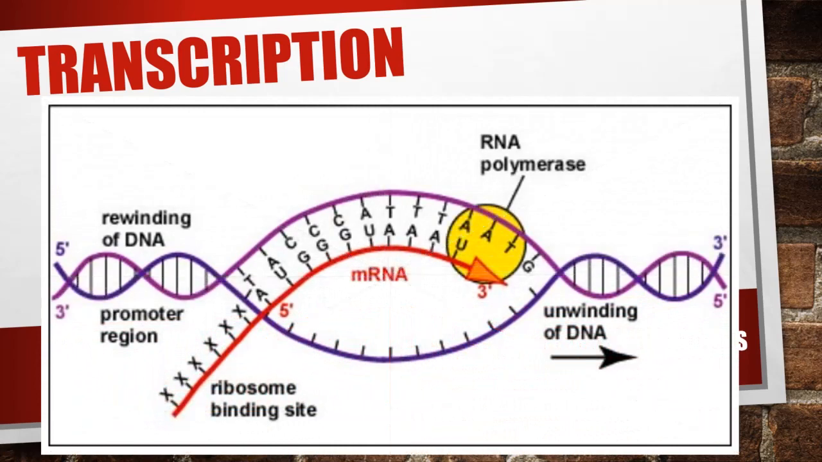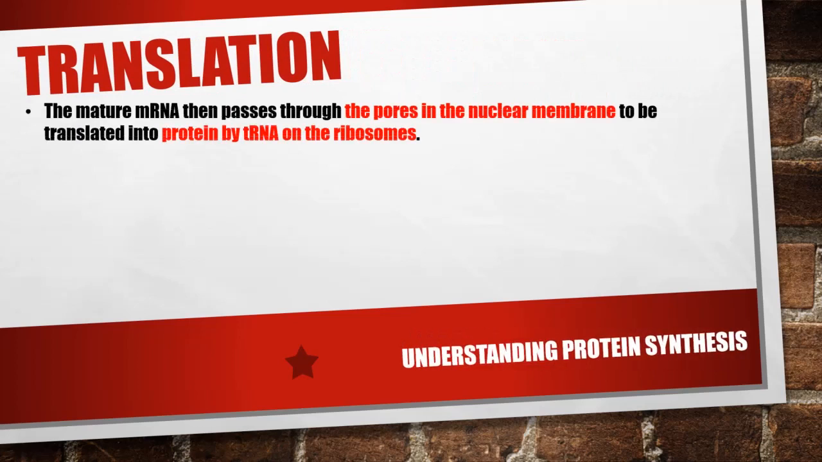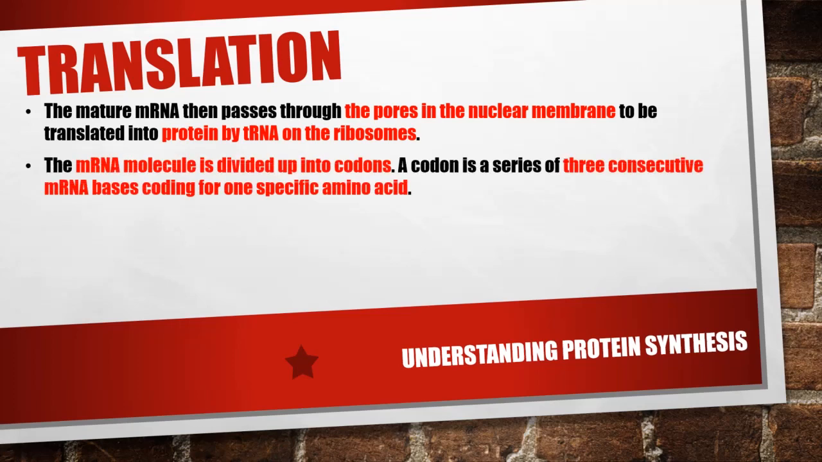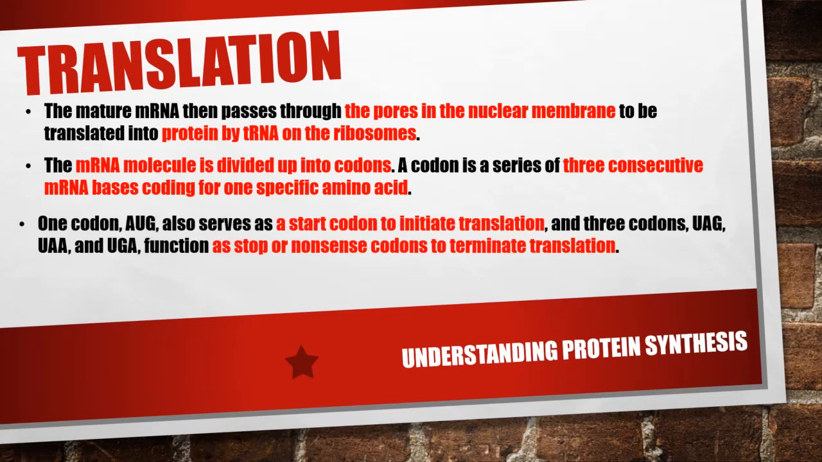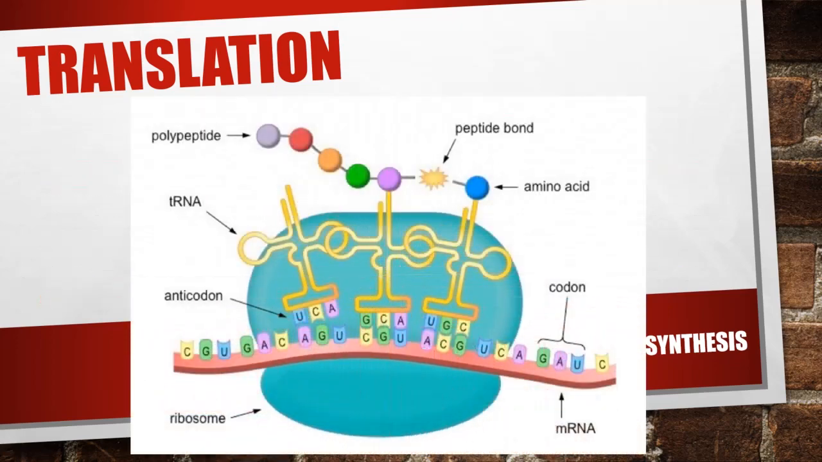The second stage is translation, and this happens outside the nucleus. So this is the main part of protein synthesis. The mRNA passes through the pores in the nuclear membrane and is translated into a protein by tRNA on the ribosomes. The mRNA molecule is divided up into codons. A codon consists of three bases, and they code for a specific amino acid. One codon serves as the initiation codon for translation, and there are three codons that terminate translation. The translation process builds a polypeptide with the precise sequence of the DNA of the mRNA strand. And this diagram just summarizes the process.